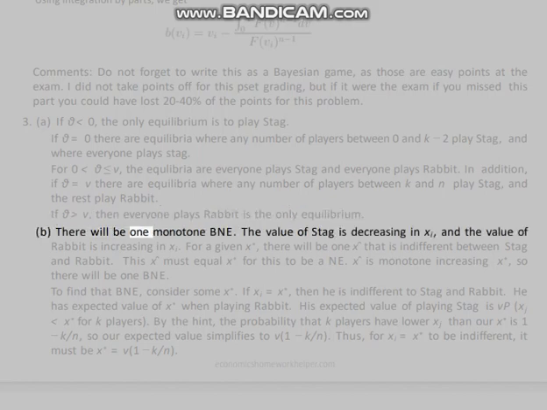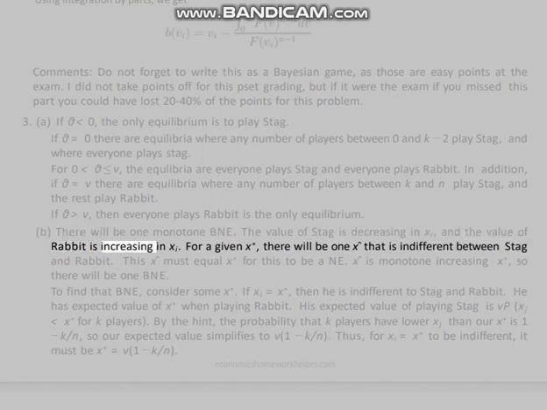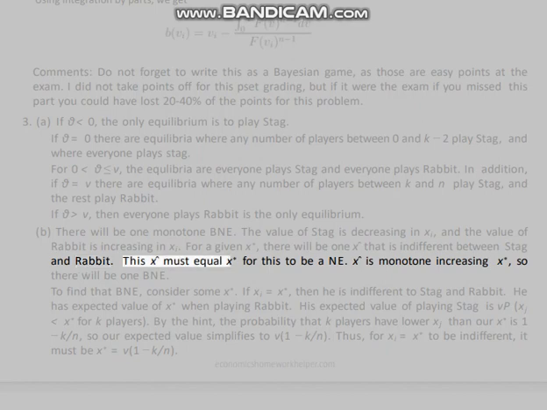b. There will be one monotone BNE. The value of stag is decreasing in x_i, and the value of rabbit is increasing in x_i. For a given x**, there will be one x that is indifferent between stag and rabbit. This x must equal x** for this to be a NE. x is monotone increasing in x**, so there will be one BNE.